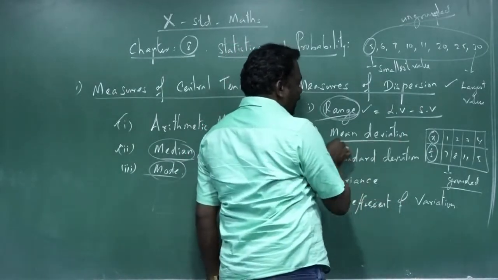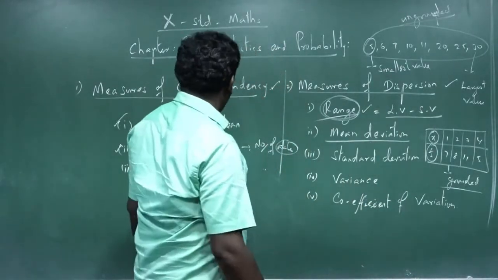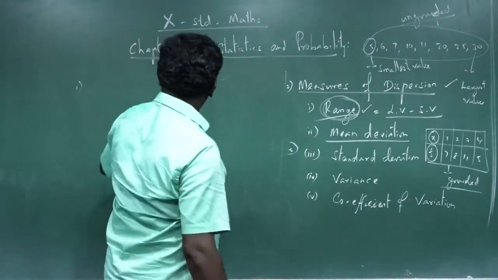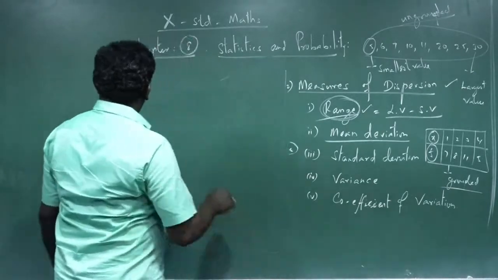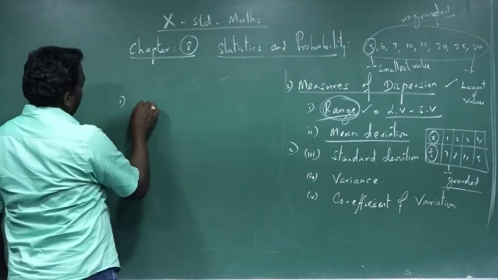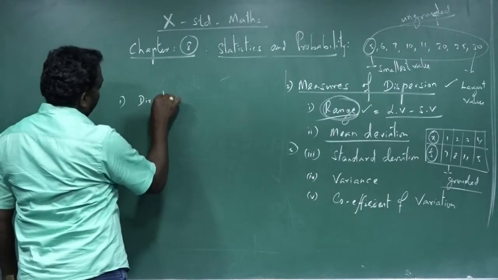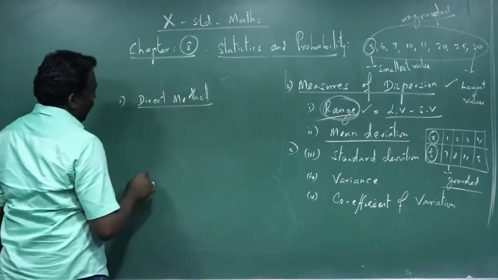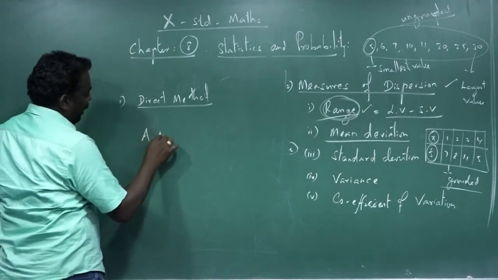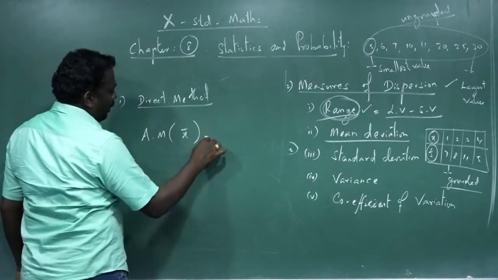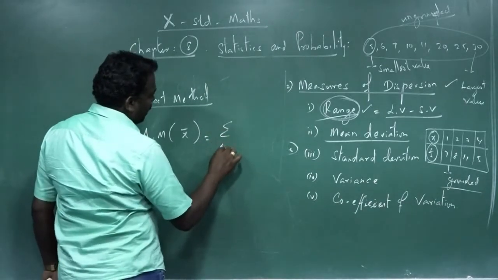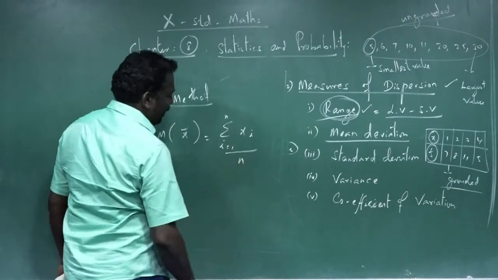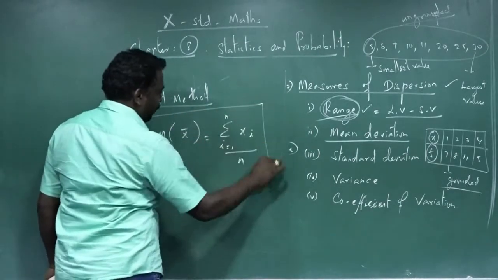And next one is called mean deviation. Mean means arithmetic mean. We have several formulas for arithmetic mean. The first one is called the direct method. The arithmetic mean is defined by x bar, which is equal to the summation, with i taking values 1 to n, of xi, divided by n. This is called arithmetic mean.